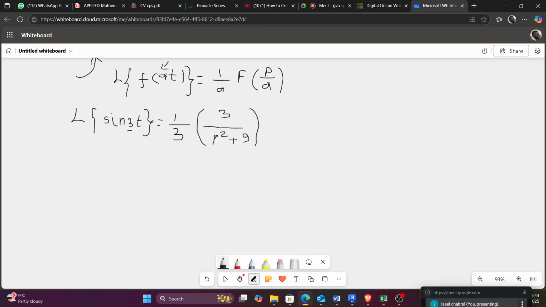Now, let me write it like this. And the expression of p should be replaced by p over a. Yeah, this makes more sense. So what is the solution now here? You will have 1 over 3, open bracket, 3, where there is p, it will be p over a. A here is 3, so we're going to have p over 3.